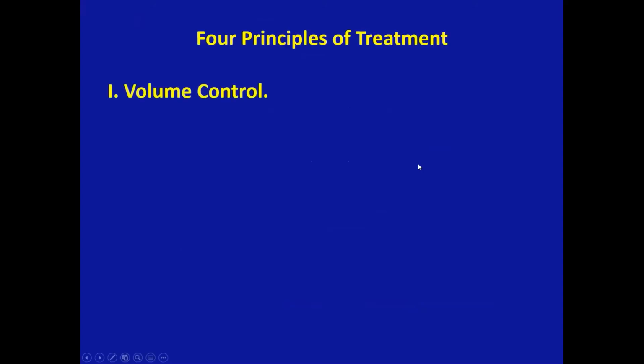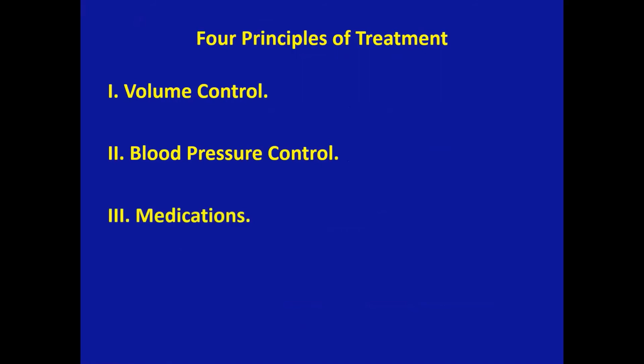So this lady now has the brand new diagnosis of heart failure with preserved EF in the setting of undiagnosed shortness of breath for over a year. Now, how do we treat? There are 4 principles of treatment for heart failure with preserved EF. Number 1 is volume control. Number 2 is blood pressure control. Number 3 is medications. Number 4 is risk factor management. These are the 4 pillars of treatment for HFpEF.